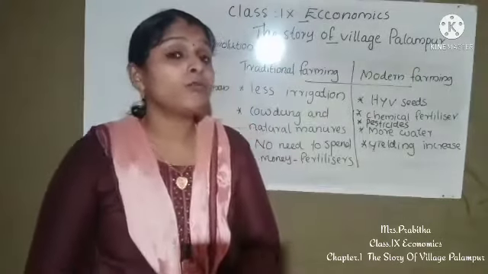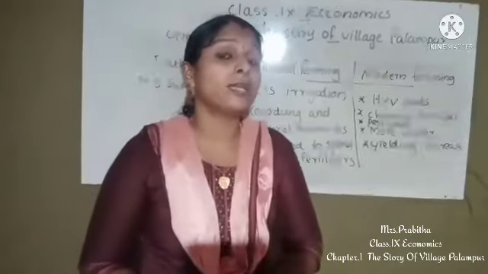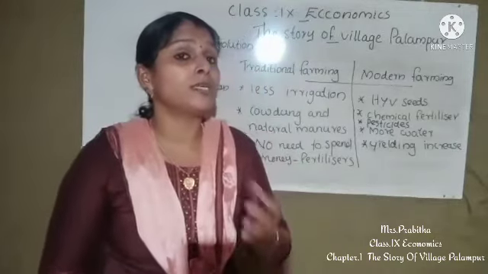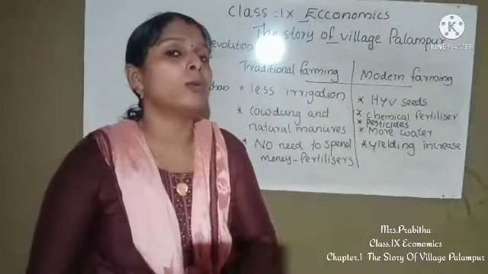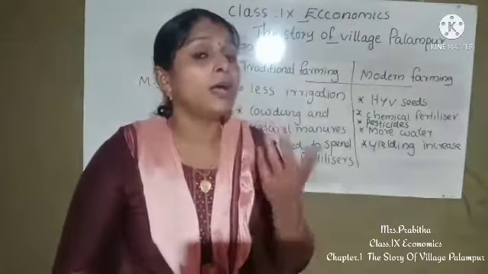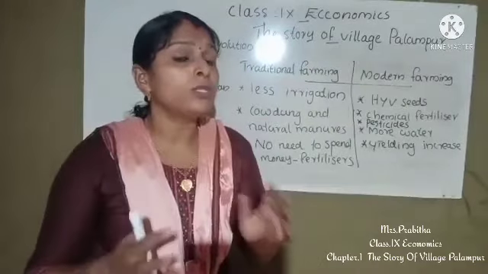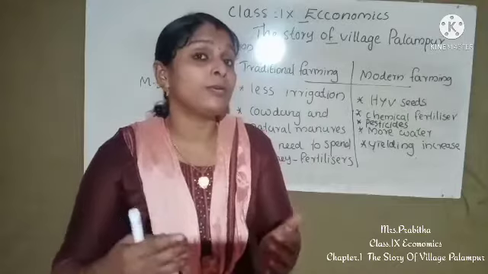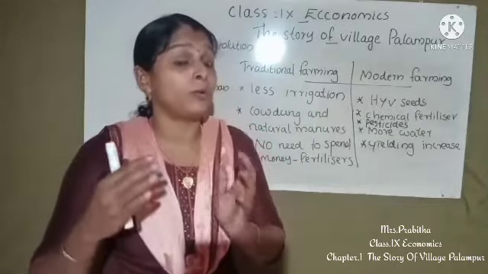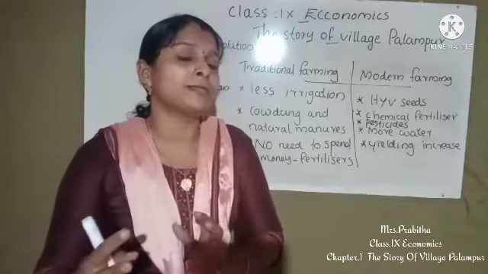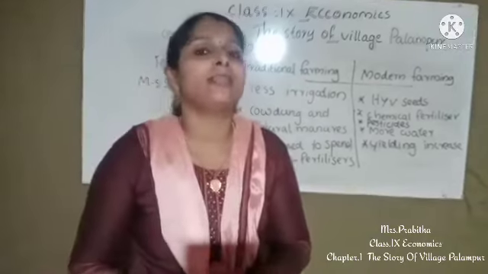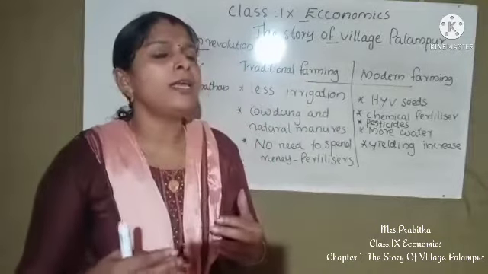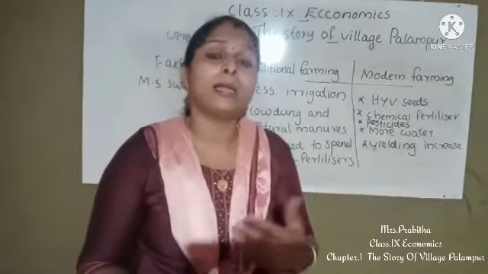Earlier the yield of wheat was 1300 kilogram per hectare. That was changed into 3200 kilogram per hectare by using high yielding variety seeds. Now the farmers are getting greater surplus. Surplus means balance. A lot of crops are surplus, so that they sell in the market. So this is the farming activity done in the Palampur village.